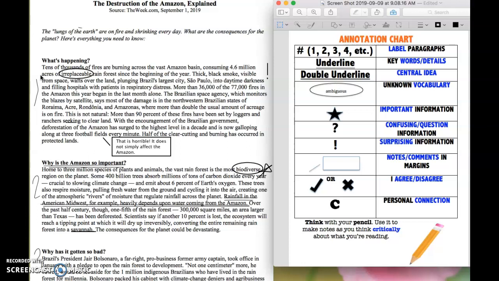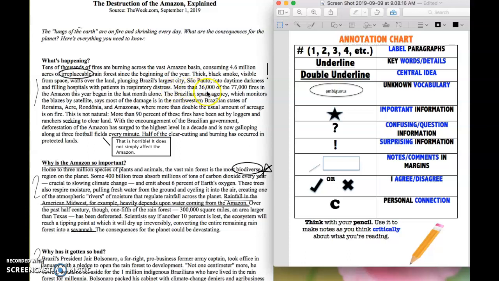So I just want to say that's really surprising information. I could put a star because it's probably very important. Thick black smoke visible from space wafts over the land, plunging Brazil's largest city, Sao Paulo, into daytime darkness and filling hospitals with patients in respiratory distress. I feel like this entire paragraph probably could use an exclamation point or a star.